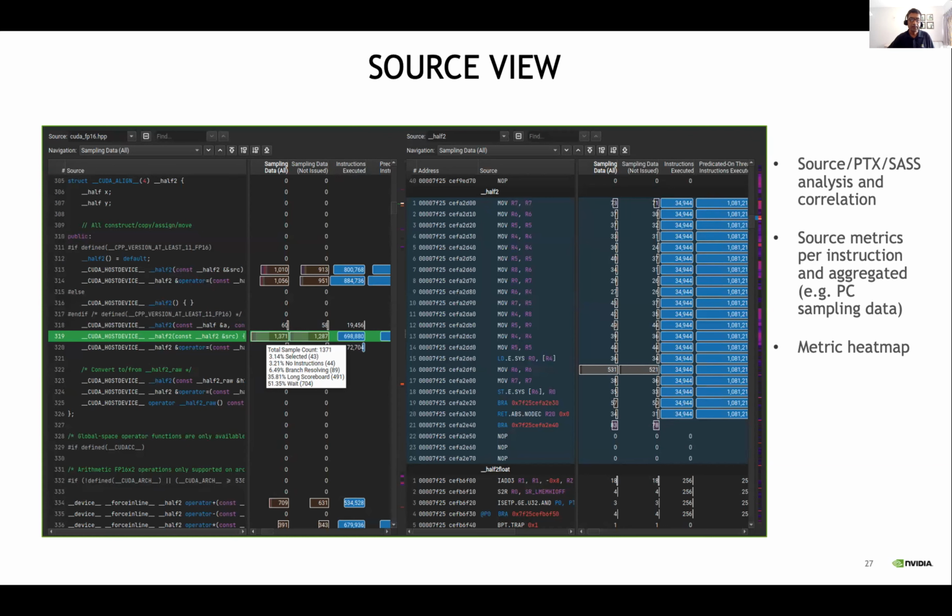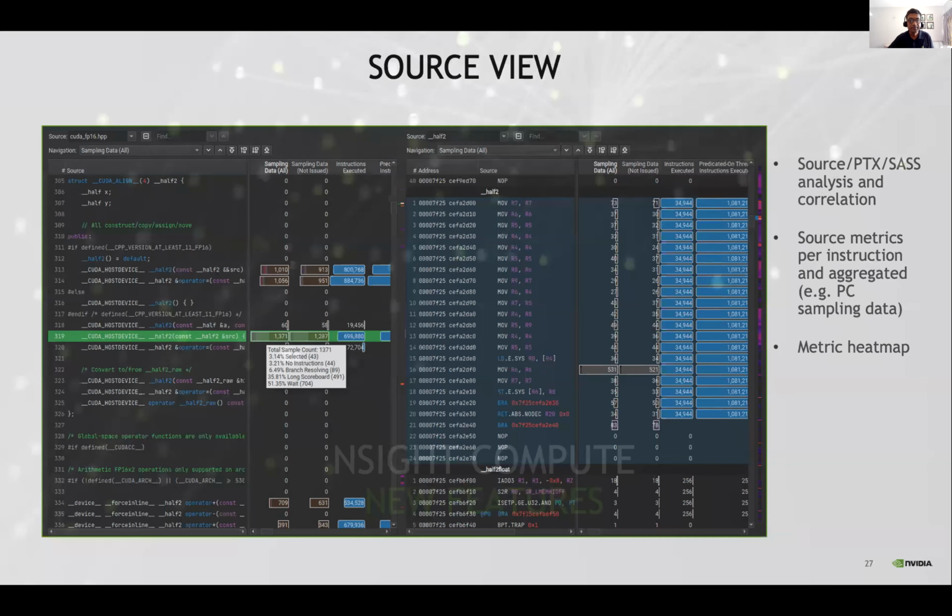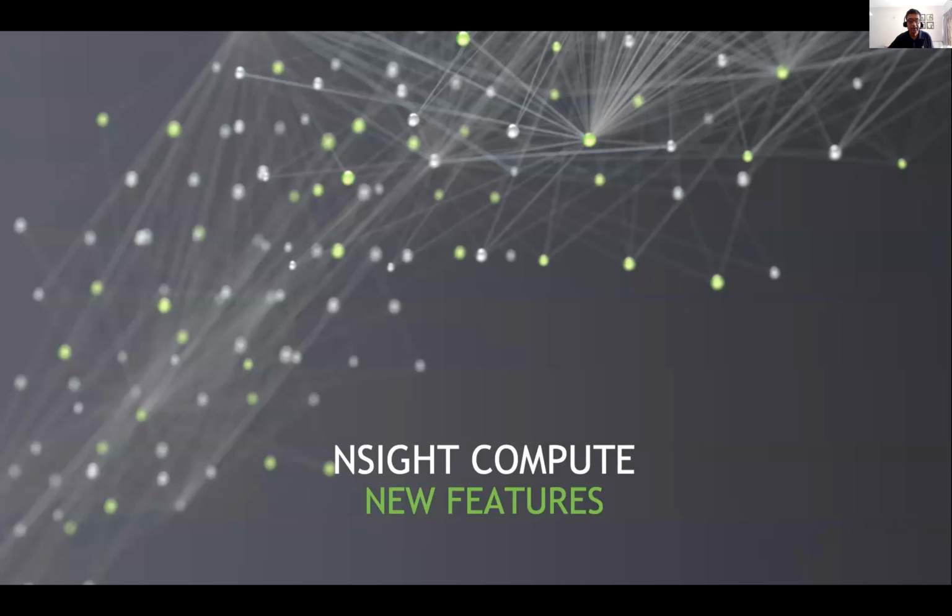Next slide, please. Here again, we'll look at some new features in the recent version of Nsight Compute. Next slide, please.